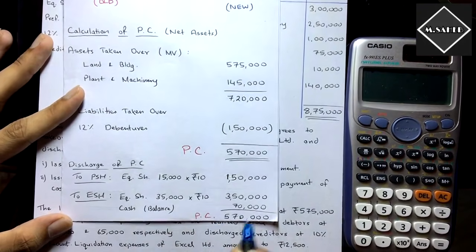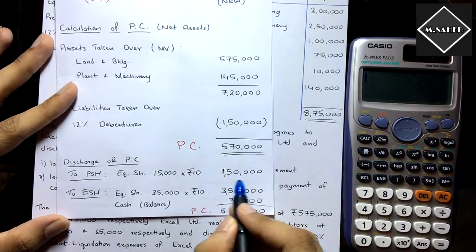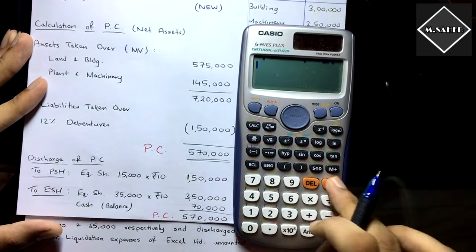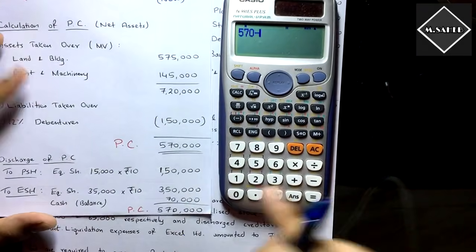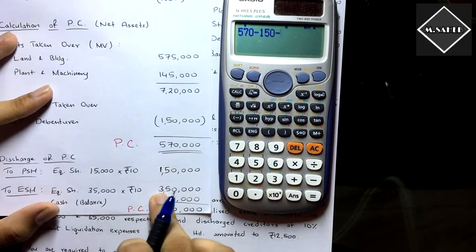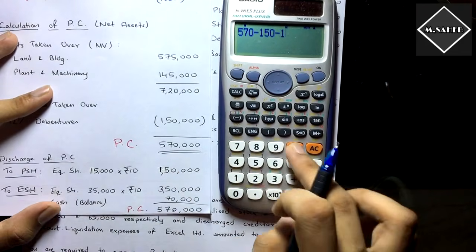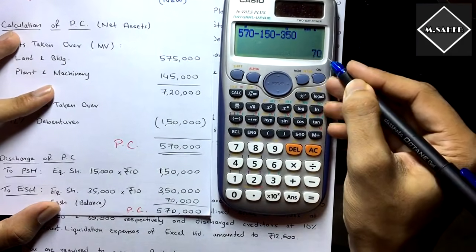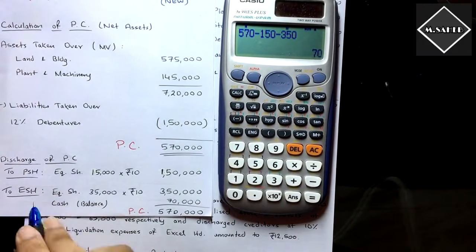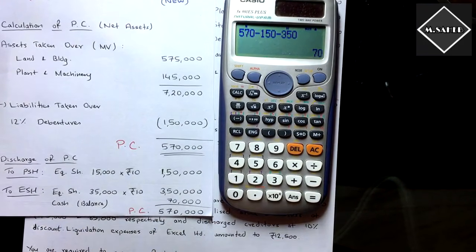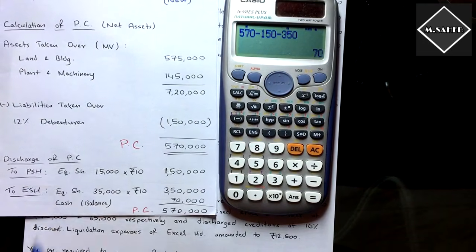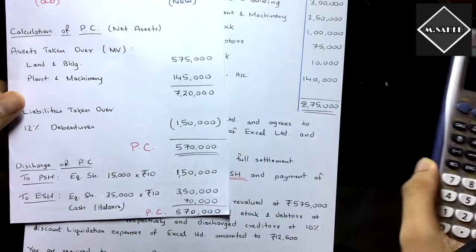So total purchase consideration is 5,70,000. If you have made payment of 1,50,000 and 3,50,000, the total payment is 5,00,000. You have made payment of 1,50,000 to preference shareholders and 3,50,000 of equity shares to equity shareholders. So then 70,000 has to be paid to equity shareholders in cash. That is the balance they are talking about. The remaining is paid in cash, 70,000. So equity shareholders are getting equity shares and cash. Preference shareholders are getting only equity shares. Fine. So this was the purchase consideration.